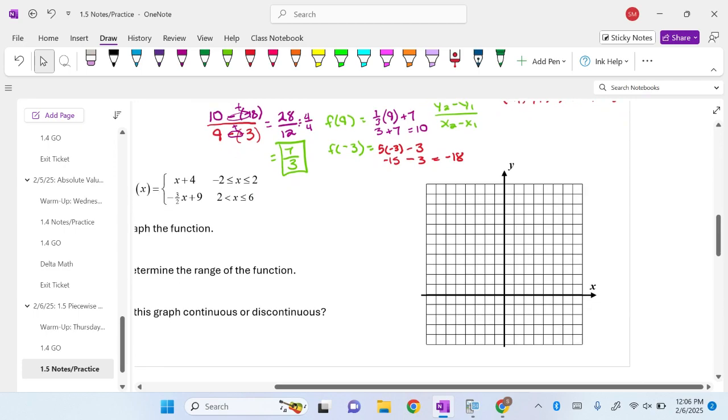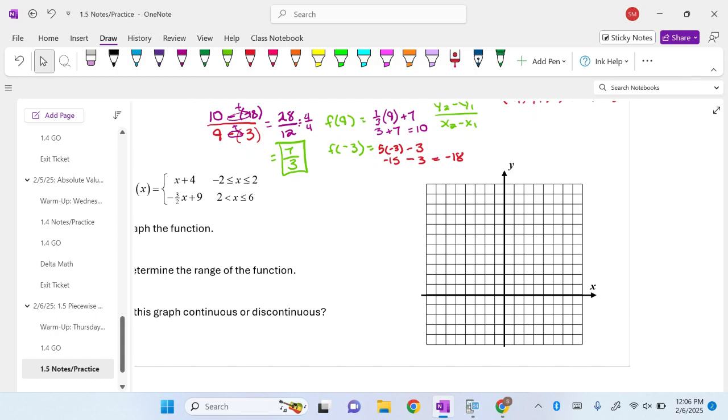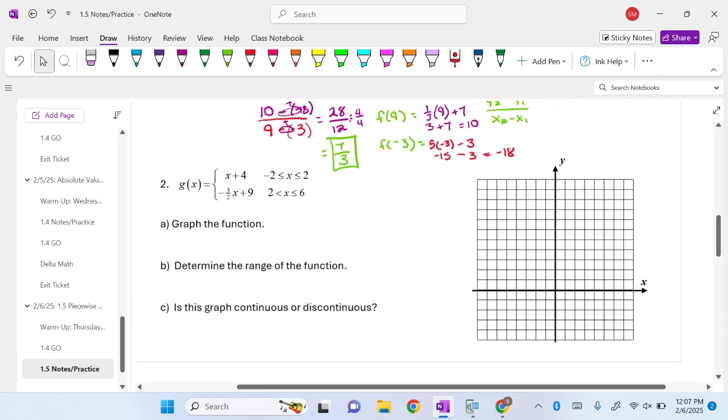What inequality symbols do I have to have if I have an open circle on a value? So if I have an open circle on a point, why would it be open? What inequality symbols would have been with it? We talked about this yesterday. Less than or greater than, which means a closed circle is less than or equal to, greater than or equal to. All right. So first things first, we're going to graph this function.